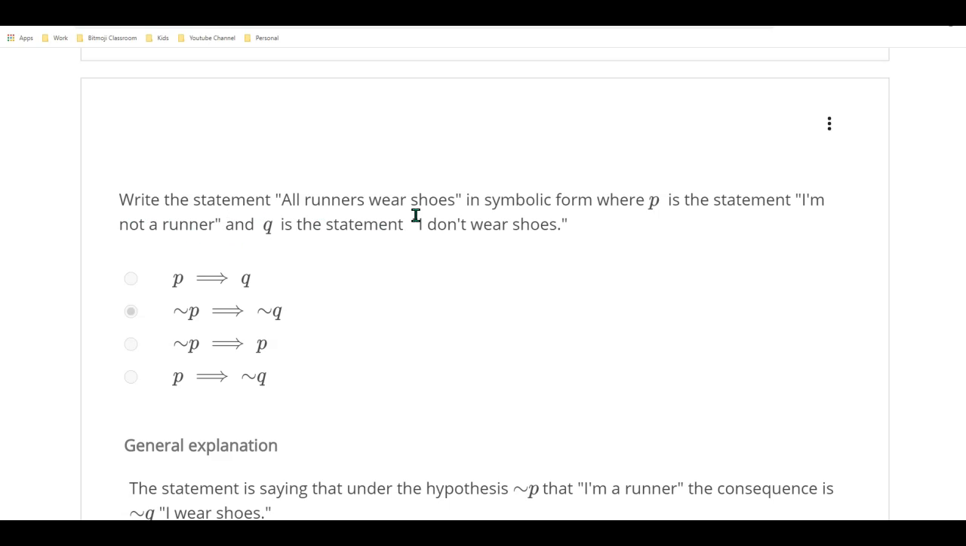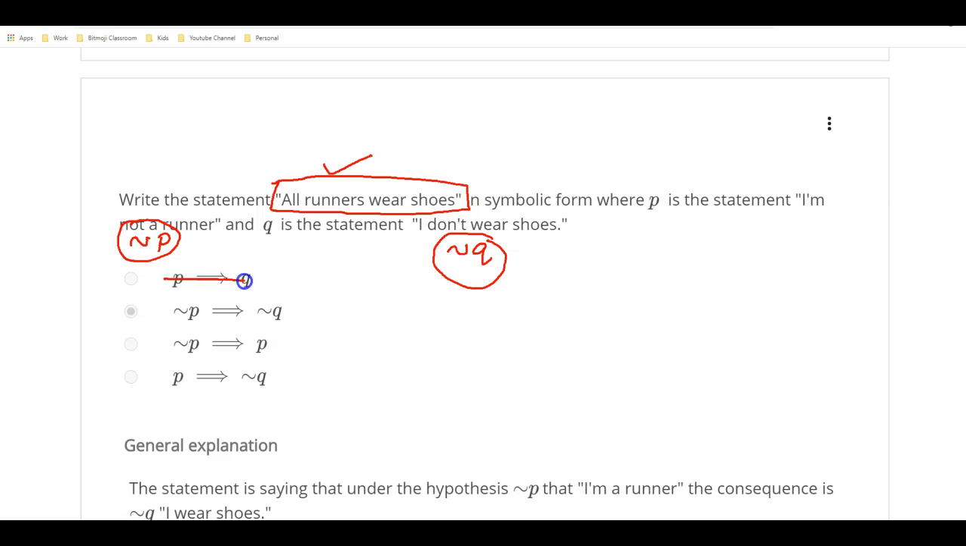Write a statement, all runners wear shoe, in symbolic form, where P is a statement, I am not a runner, and Q is a statement, I don't wear shoes. So here we want something that says all runners wear shoe. P is saying, I am not a runner, so we want not P. And Q is saying, I don't wear shoes, so we want not Q. So we definitely want not P. We definitely want not Q because we want everybody to be a runner and wear shoe.